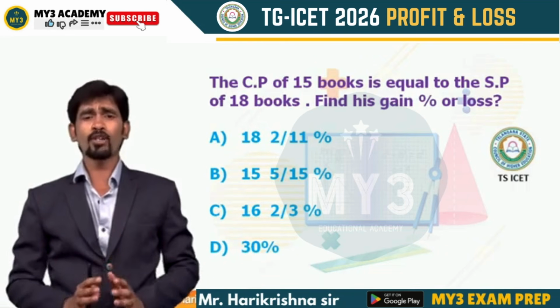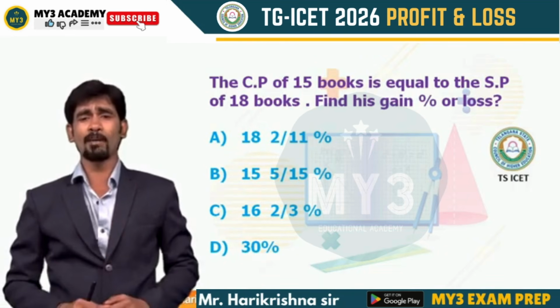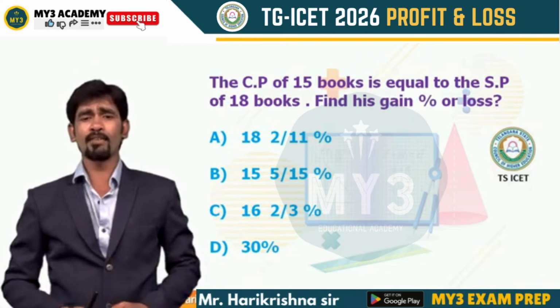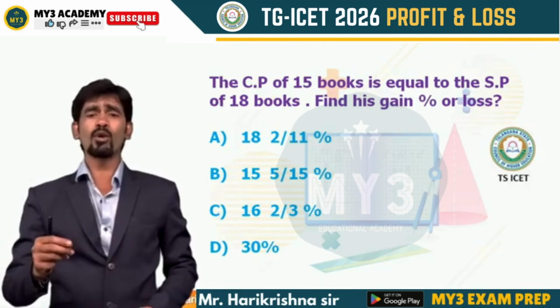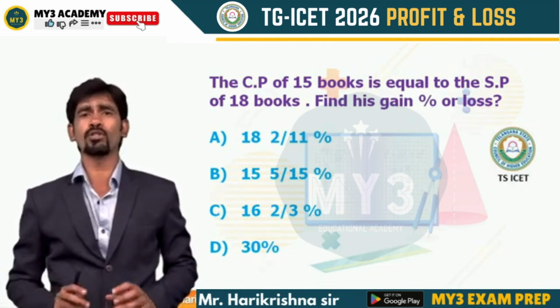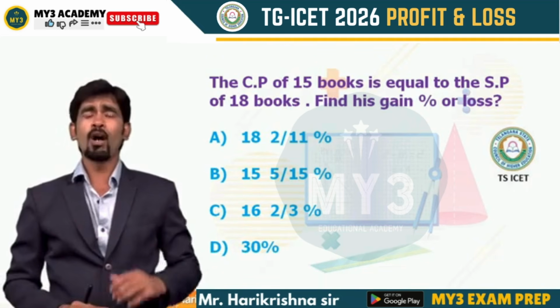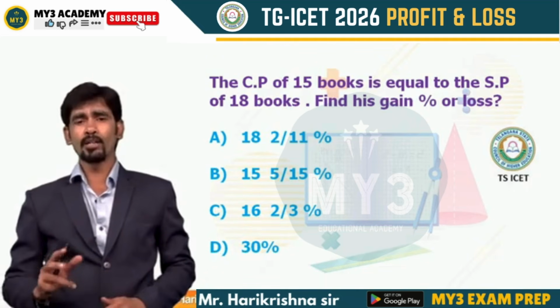So in this question, instead of giving the cost price and selling price directly, they have given a story in such a way that the cost price of 15 books is equal to the selling price of 18 books. There is some narration of the story. How do we take this narration into an equation?